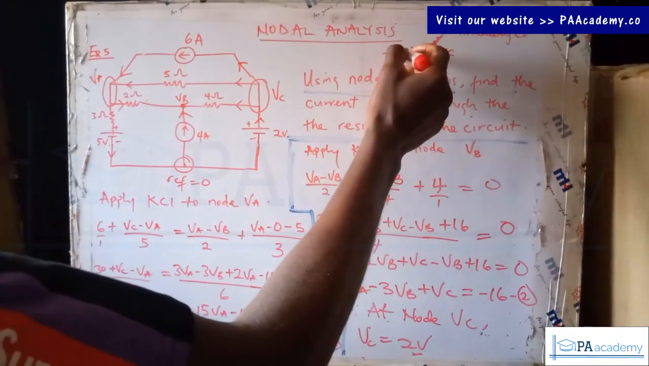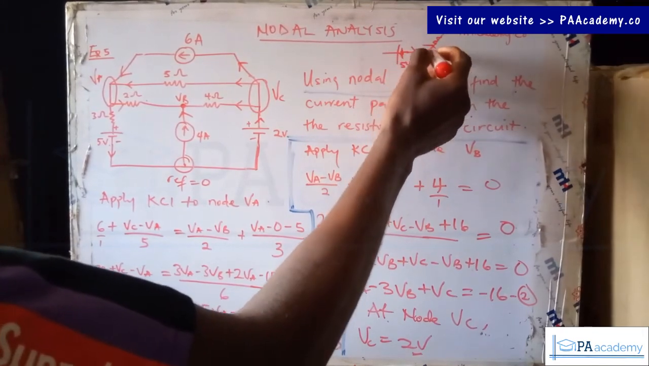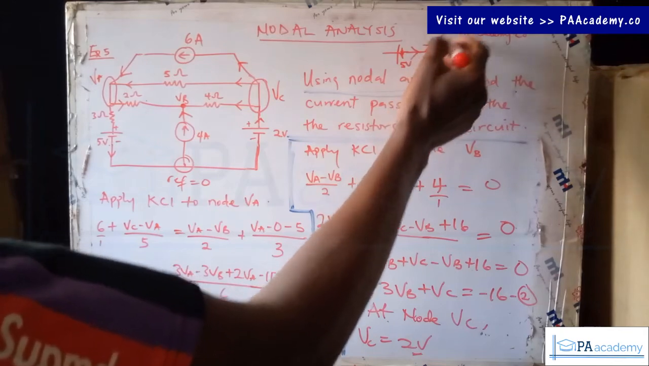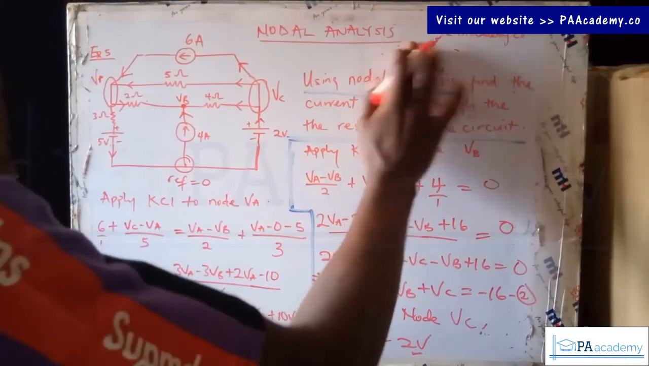So that means whatever voltage you are having here, maybe 5 volts, will be the voltage at this node. So it's from that 5 that these 3 are sharing. Maybe this one is 2, this one is 2, and this is 1. I hope that also makes sense.